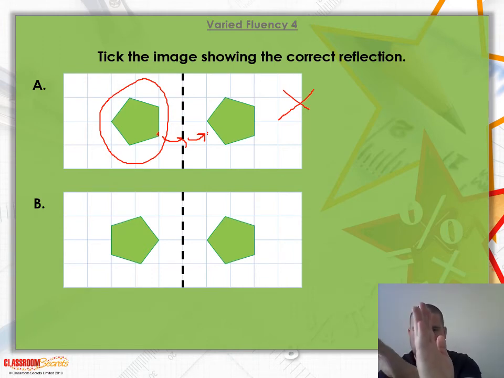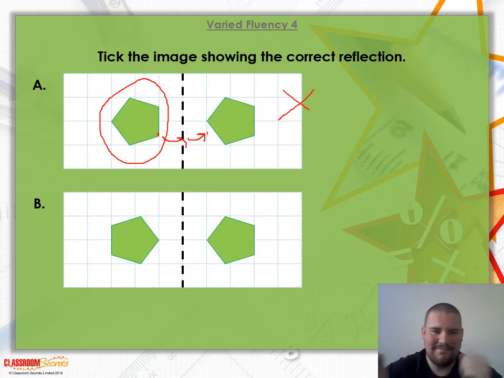Oh no, this is backwards. Either way, they've just mirrored it. So it's the same shape, but it's not reflected. It's not mirrored. It's just moved across, if that makes sense. But we don't need to worry about that too much.